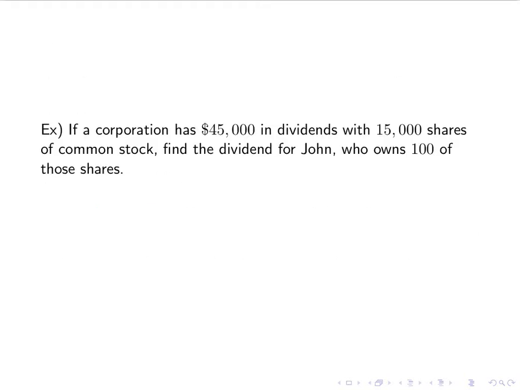If a corporation has $45,000 in dividends with 15,000 shares of common stock, find the dividend for John, who owns 100 of these shares. First we're going to again divide the dividend by the number of shares. So 45,000 divided by 15,000, we get $3 per share. John owns 100 shares, so we multiply 3 by 100, and John gets $300. Okay, so if it only has common stock, then it's the easiest one, which is why we do it first. It gets a little more interesting when we have the other types.